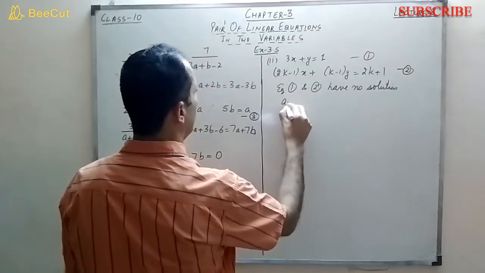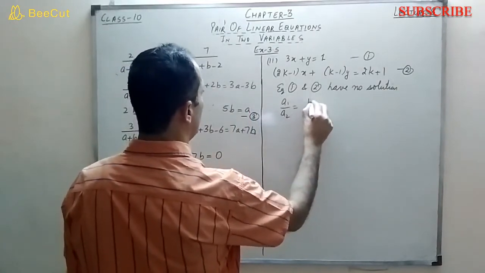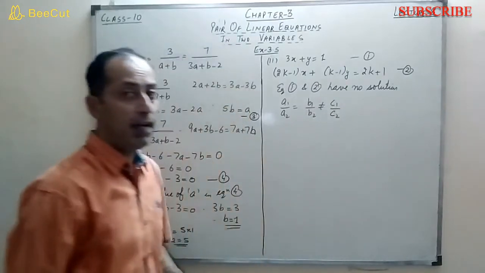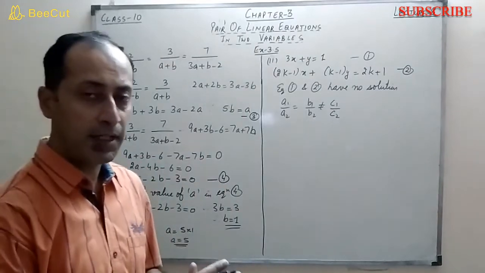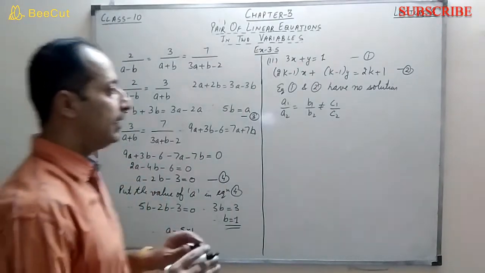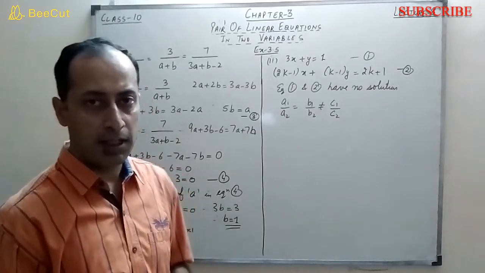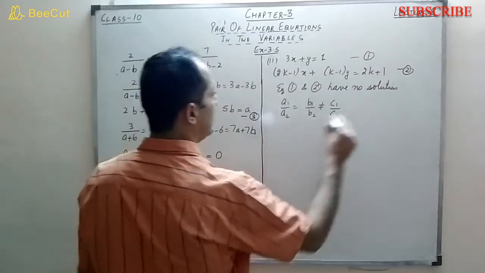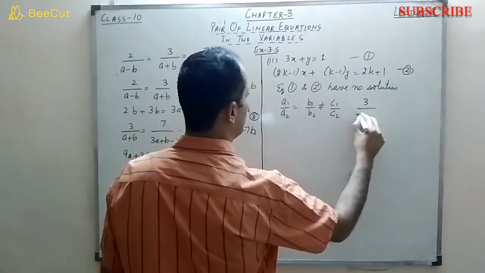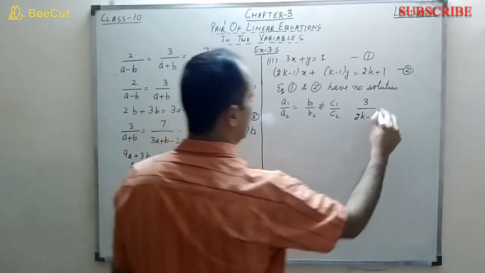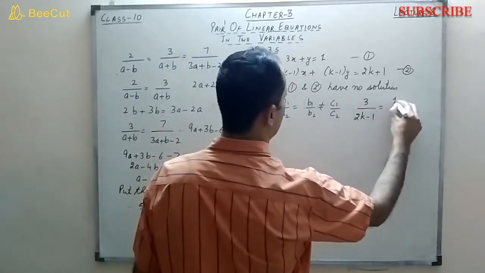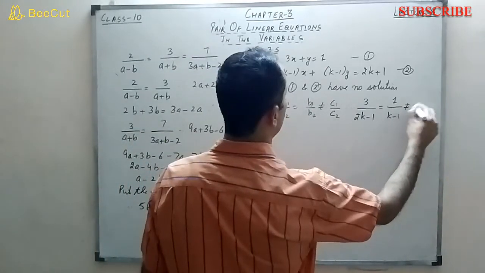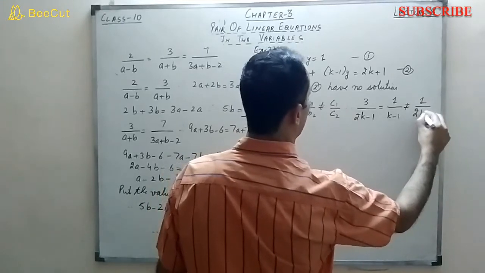This means a1 by a2 is equal to b1 by b2 is not equal to c1 by c2. We will have to put the values in all three, and then we have to form two conditions, right? And then what will be the common thing in the two conditions? That will be our answer, right? So I just substitute the values. a1 is 3, so I write 3 upon 2k minus 1 equals to b1 is 1 upon k minus 1 not equal to 1 upon 2k plus 1.